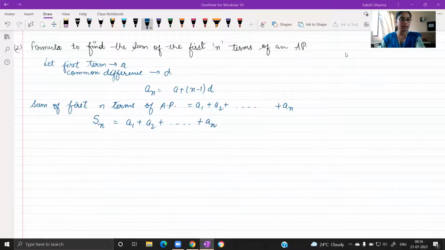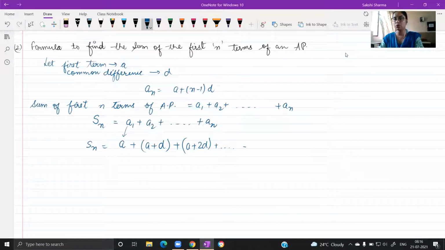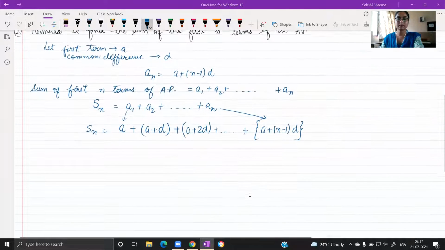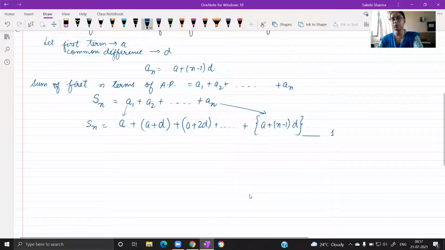I'm going to apply the formula for nth term for each of these values. I have the first term and the common difference. So Sn, A1 is A. This is your first term. The second term can be written as A plus D. If I had to write down the third term, it will be A plus 2D. So on up to the nth term, that will be A plus n minus 1 times D. Let's say this is equation number 1.